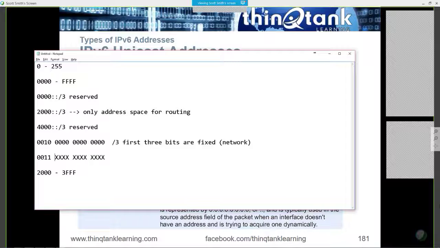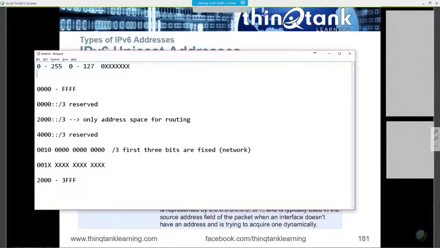It's kind of like saying 0 to 127, right? How did we define 0 to 127? We fixed the first bit at 0, and then the remaining bits could be anything. And that's how we defined the first range. And then we had 128 to 191. Well, that's because the first 2 bits were fixed, and then the remaining bits could be anything. You guys follow me now? It's kind of beyond the scope of what you guys actually need to know.